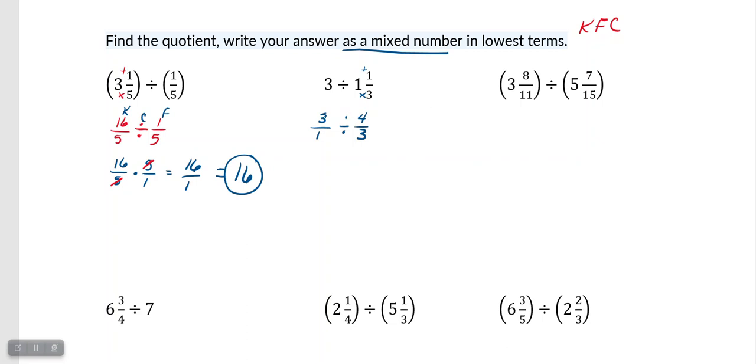And a lot of people will look at this and say, oh, I've got a 3 on top and a 3 on bottom, and I can cancel. No, you cannot cancel when it's in division form. You can only cancel in multiplication.